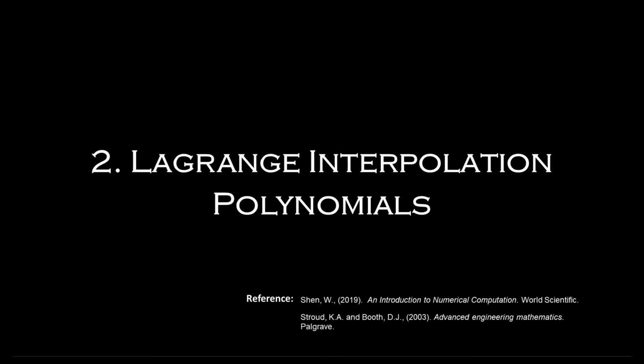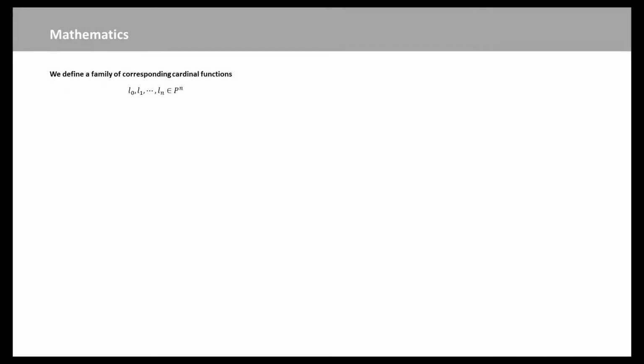Next, we will learn a way of constructing interpolation polynomials due to Lagrange. Given a dataset, in particular given the points for the x values as x0, x1, and all the way to xn, using that information we are going to define something called the cardinal functions, and they are denoted as functions L0, L1, and all the way to Ln. These are functions of x, and each of them is a polynomial of degree n.